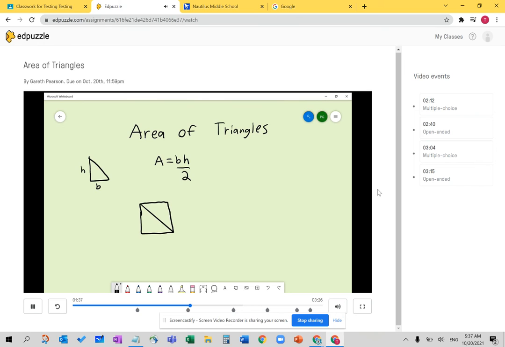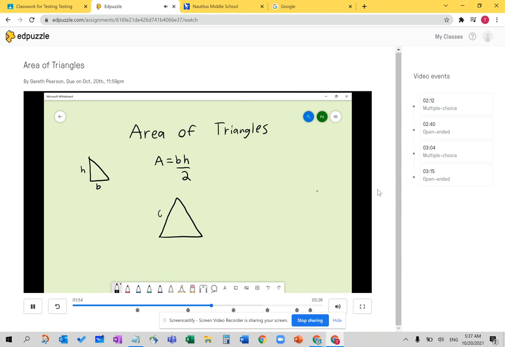Think about that for a second. How do you find the area of a square? Length times width, yeah? But then if you're cutting it in half, you're basically doing length times width divided by 2. That's what this is above. Let's do another triangle. Let's say I give you one that's like this.